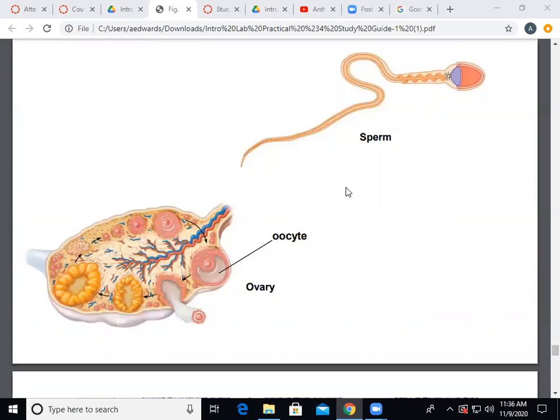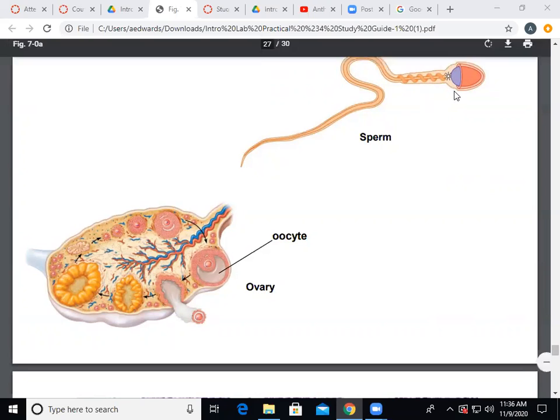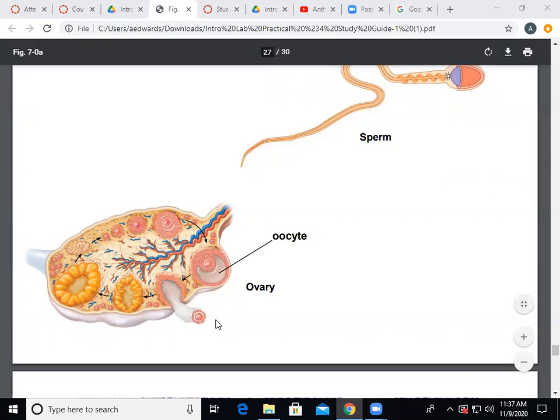As far as reproductive cells, males have sperm cells, females have oocytes, or eggs. So again, this is an ovary. Within the ovary, here's an oocyte, which is a female reproductive cell, and it goes through various stages of development.